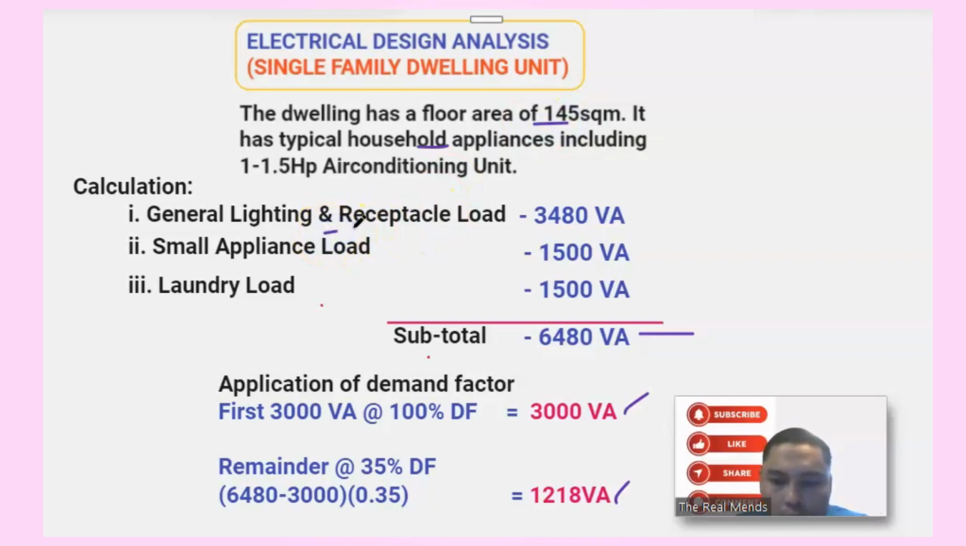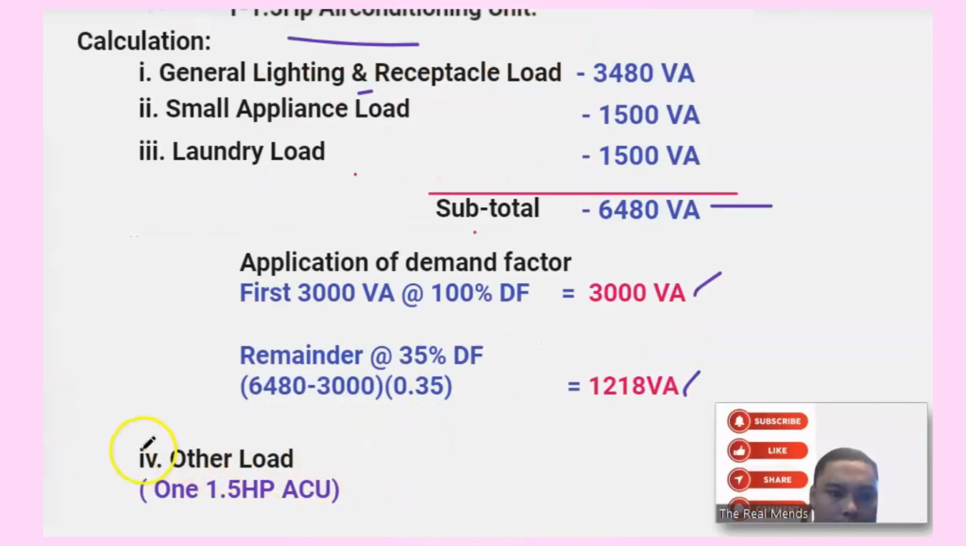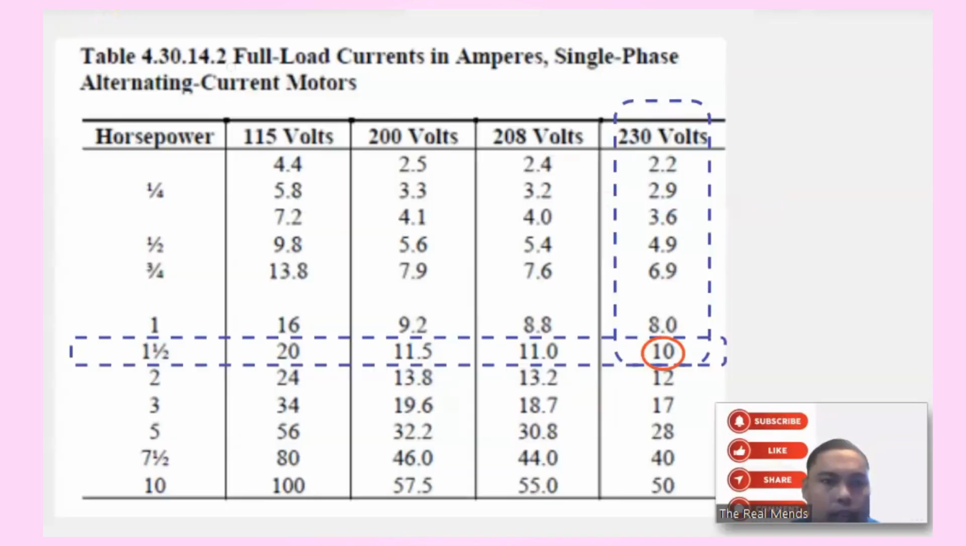So next, we have this aircon unit. That is a 1.5 HP air conditioning unit. So this is an additional load, also known as other loads. Okay, so we have here other loads, that is 1 unit of 1.5 HP AC unit. So let's use the PEC to solve for the load calculation.